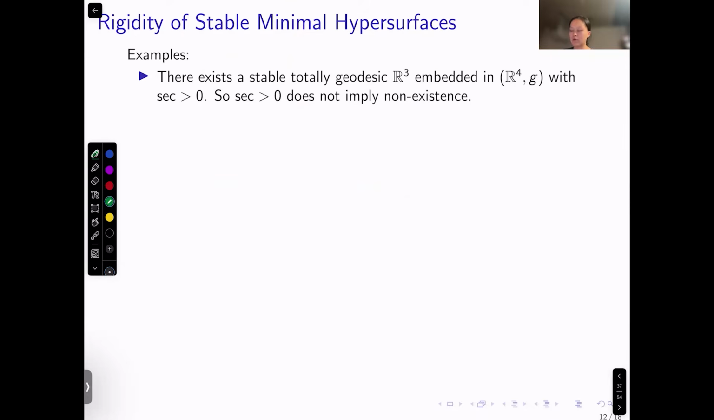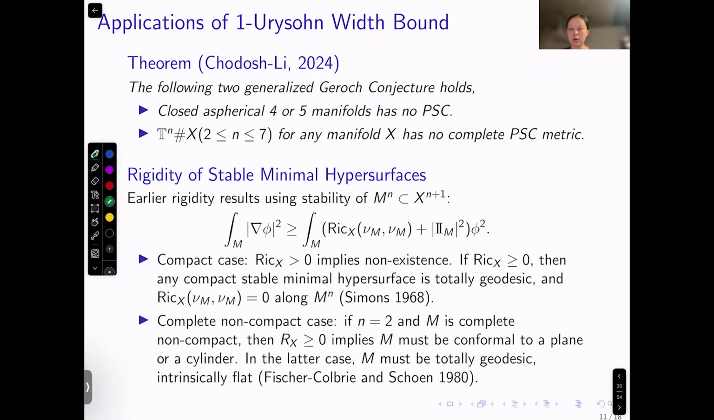So for example, you can embed a totally geodesic R3 into R4 so that the sectional curvature is strictly positive everywhere, but the curvature also decays in the sense that you can find a stability inequality on this minimal hypersurface. So even if you have a positive sectional curvature, you don't get non-existence in this case, simply because you cannot just plug in phi equal to 1 here.